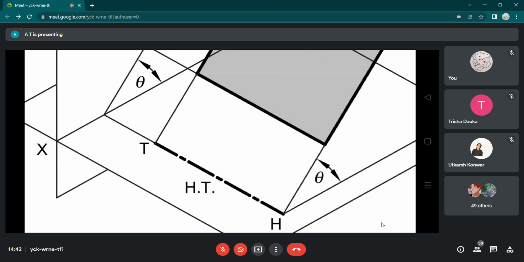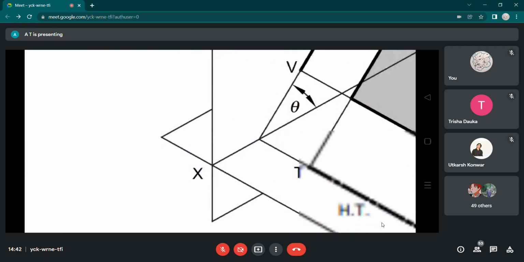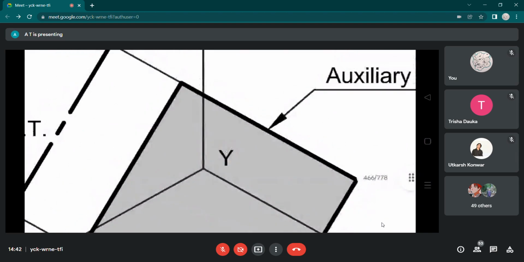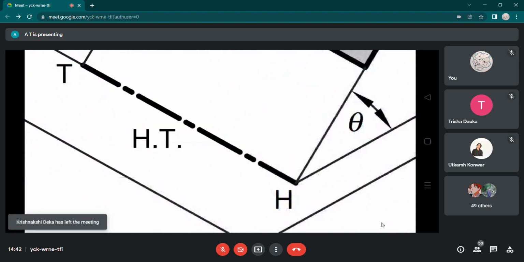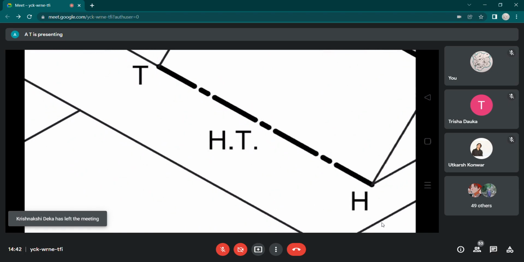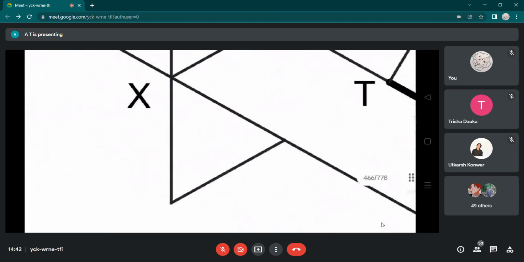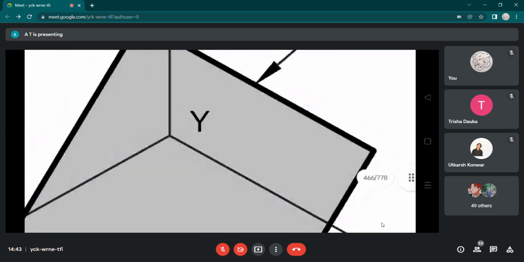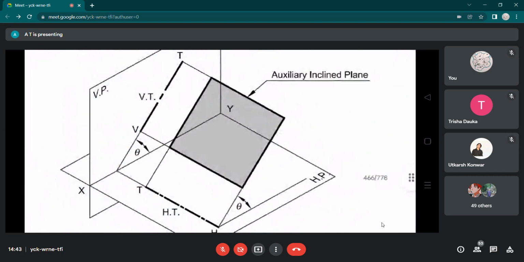So it is a horizontal trace. This horizontal trace is always perpendicular to the XY. This is the X, and this is the Y. I'm trying to focus it, so this HT is always perpendicular to this X and this Y. So HT is always perpendicular to XY. That is what is mentioned.